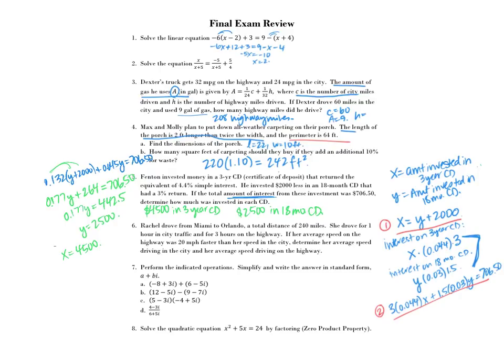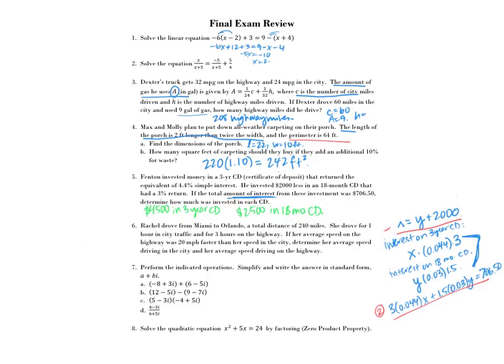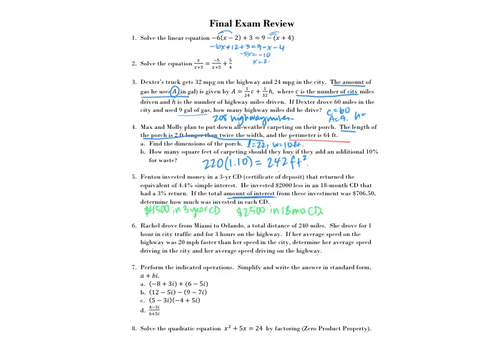So the two things we don't know are her highway speed and her city speed. So let's write down variable names for both of those things, and we'll write down two equations. So we'll let x equal her highway speed.